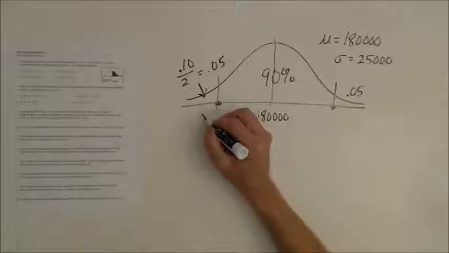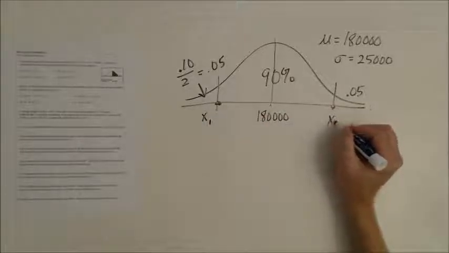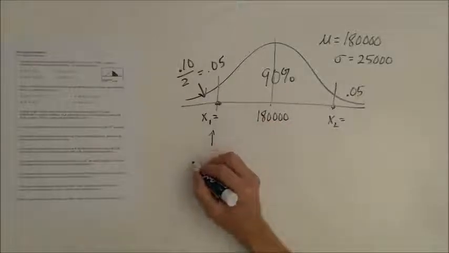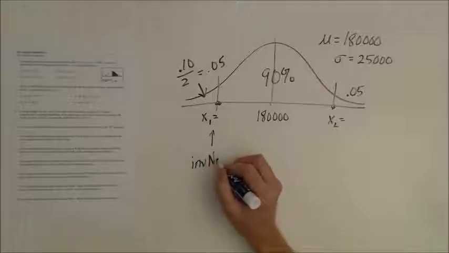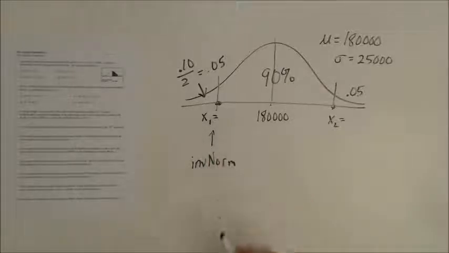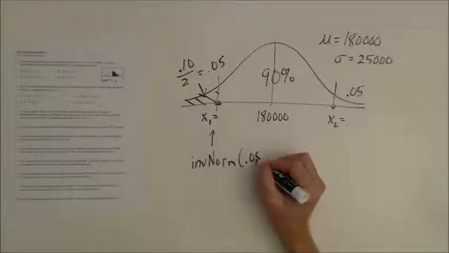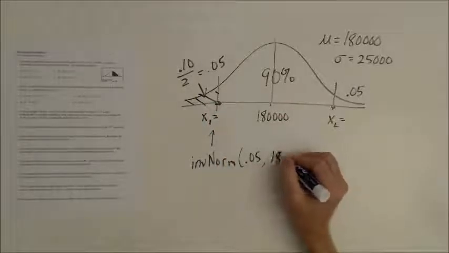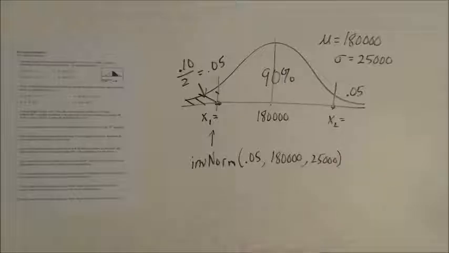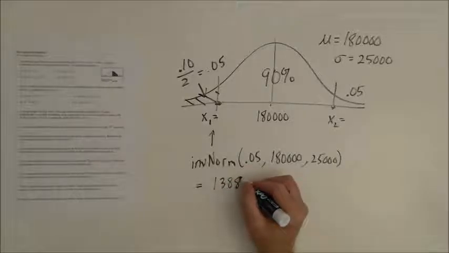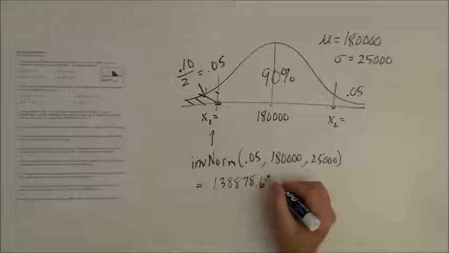To determine the corresponding values of x, or the home prices, for the two ends of this interval, we can use our inverse normal command because we know the area to the left. For the leftmost endpoint, the area to the left is just 5%. So entering this into our calculator along with the given mean and standard deviation allows us to compute this house price. Making this calculation, we find the left endpoint is about $138,878.